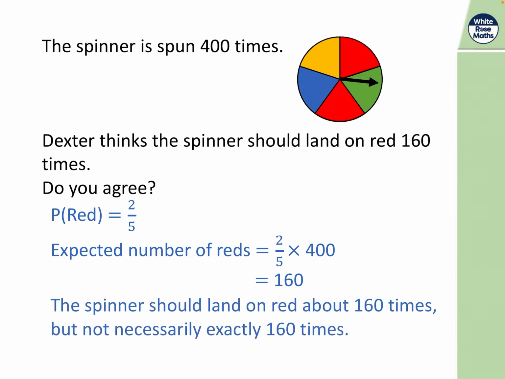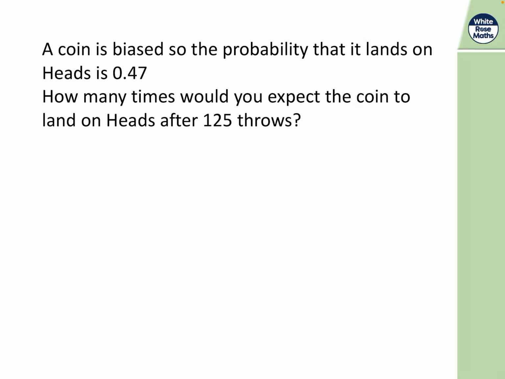The spinner should land on red around 160 times, but not necessarily exactly 160 times. So Dexter's right in that that's what we expect to happen, but it's probably not going to land on it 160 times exactly. It will be somewhere close to 160.